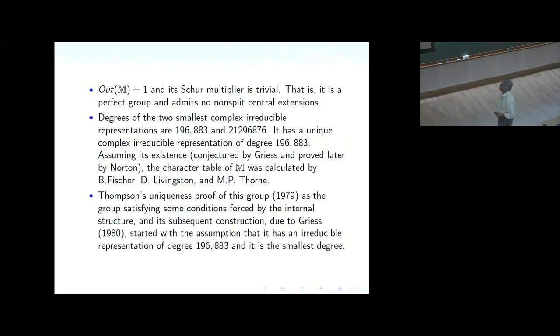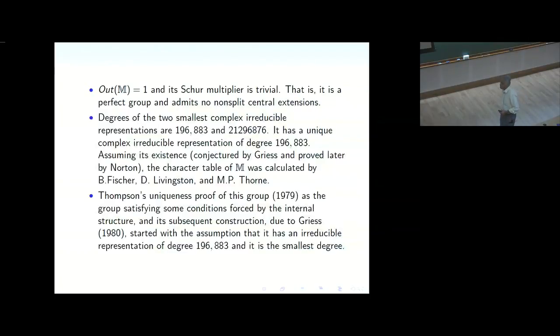The outer automorphism group of this is 1. Its Schur multiplier is trivial, so it doesn't have any non-split central extension. The degree of its smallest complex irreducible representation is itself pretty large. So if you try to realize this as a matrix group, you should be thinking of very huge matrices. It has a unique complex irreducible representation of this degree. In fact, that degree is the smallest of the degrees of its non-trivial irreducible representations.